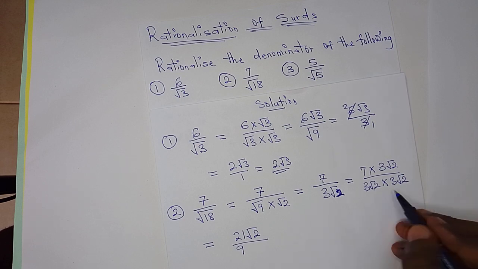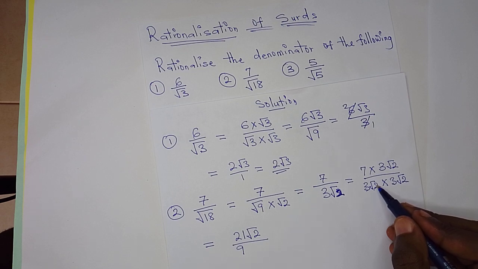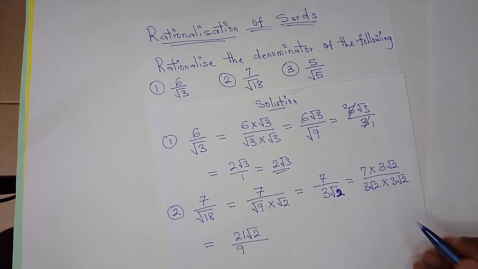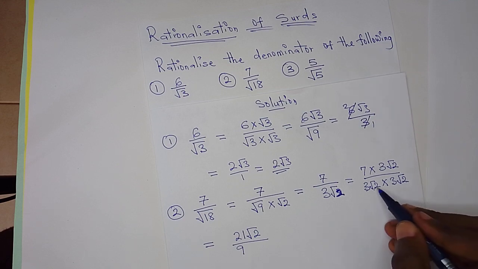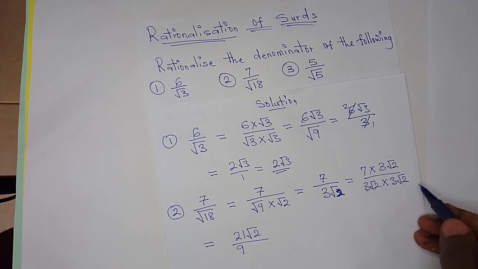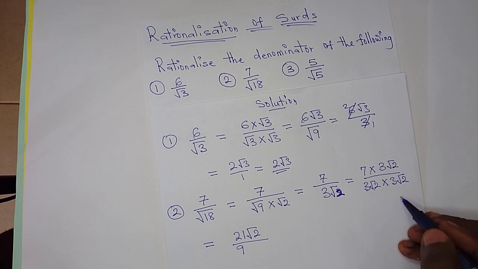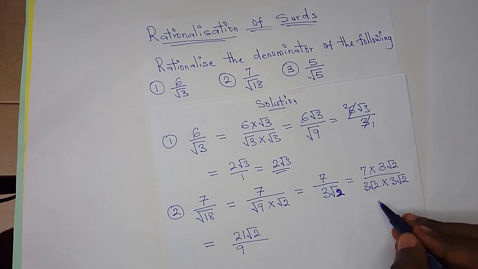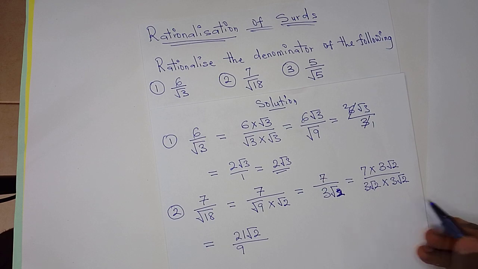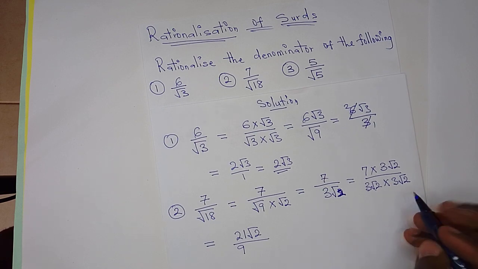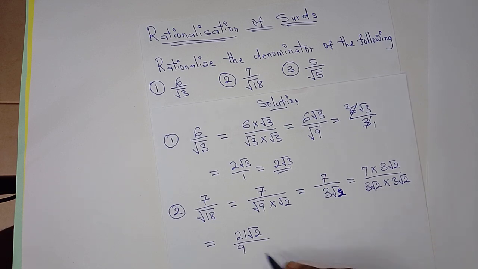Now another way of getting the answer there is that when you multiply a root number by itself, the answer will be that number. Okay? So if I say root 2 times root 2, the answer is 2. Root 3 times root 3, the answer is 3. Root a times root a, the answer is a. So take note of that. So root 2 times root 2, that will give us 2.